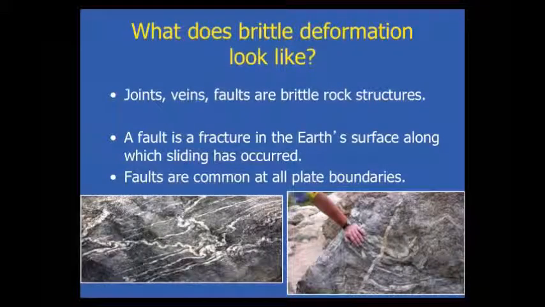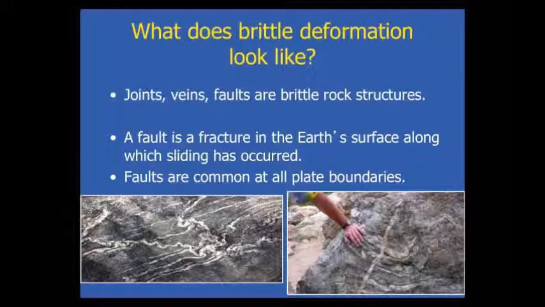Hi, this is a mini lecture on brittle deformation in Earth's crust in the form of faults. Brittle deformation refers to the rocks in the Earth's crust responding to stresses, typically tectonic stresses, in the form of brittle, permanent strain. So in other words, the rocks break rather than fold. Examples of brittle deformation in Earth's crust include joints, veins, and faults.